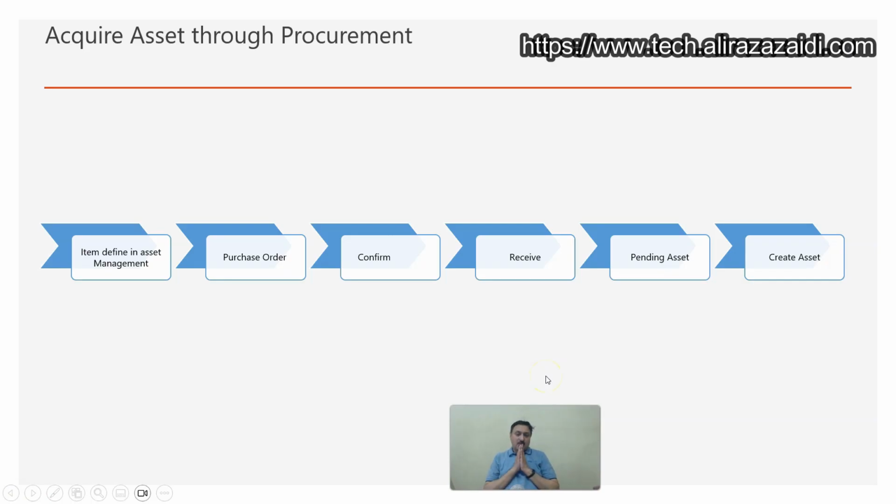Now how can we acquire an asset through the procurement process? First of all, we have to define an item definition in the asset management module. Next step is to create a purchase order.